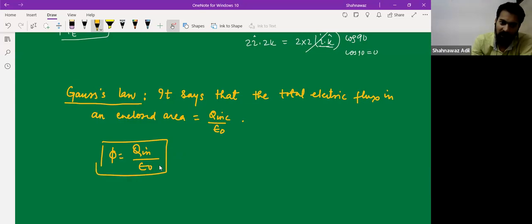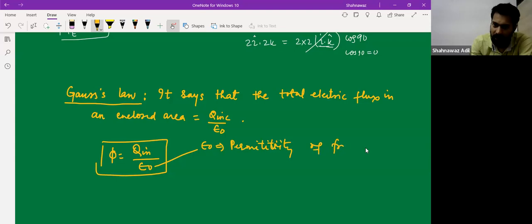Where this epsilon naught is the absolute permittivity of free space, right? So this is the permittivity of free space. Understood this concept? Any question in that?